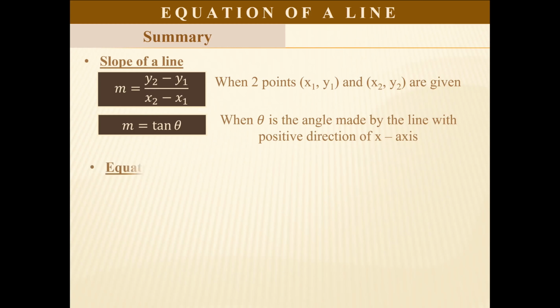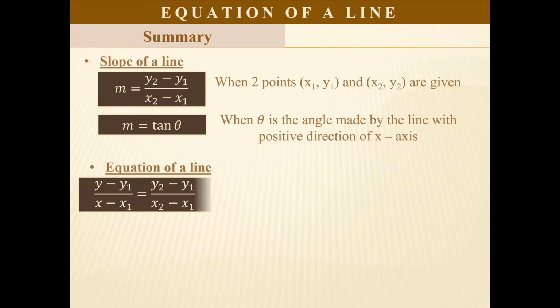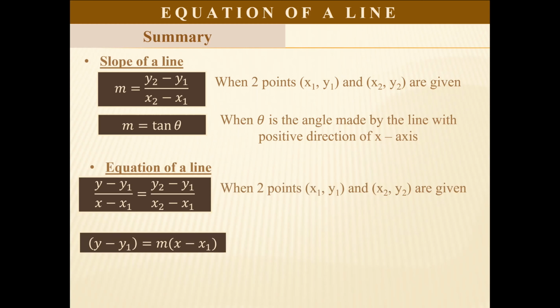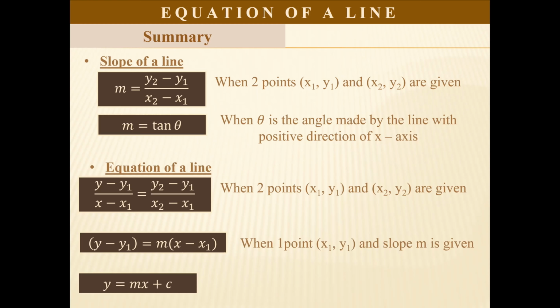Then we derived three equations of line based on different given conditions. The first one is when 2 points are given. The second one is 1 point and slope is given. And the third one is when the slope and y-intercept are given.